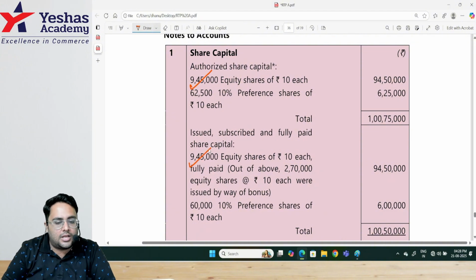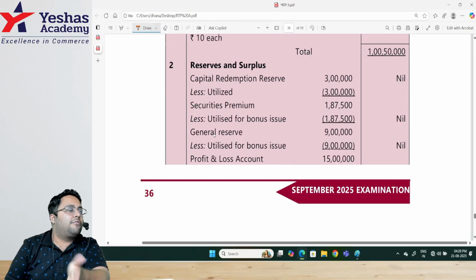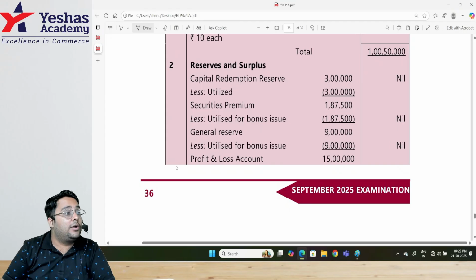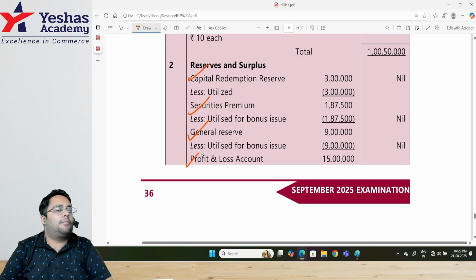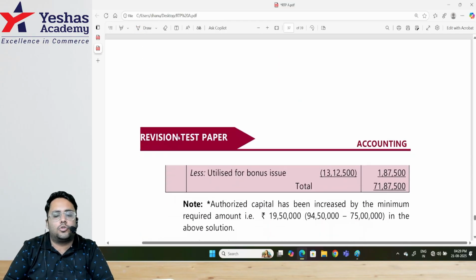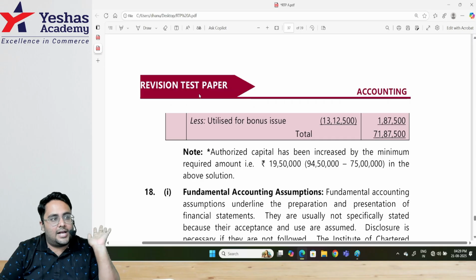Then you have your issued capital. Out of that, bonus shares will be shown separately. Then you have your preference shares. Reserves, everything has been used. You will have only CRR, we use the full one. SPA will be used full. GR we used full. PNL will be remaining. Whatever is remaining, you show under reserves and surplus. Everybody clear? Clear on this particular question? Can we go to the last one?